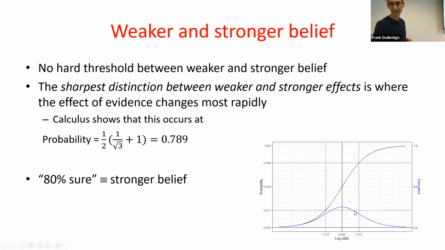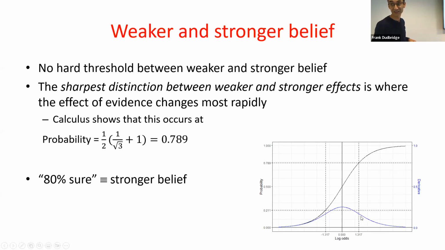Okay, so this is the effect of evidence here. Where is this changing most rapidly? And so I'm going to look at the slope of this curve now. Where is the slope of this curve maximal? You have to do some calculus here, and luckily somebody in Poland has done this already. And to cut a long story short, the sharpest distinction occurs here with the probability just under 80%.